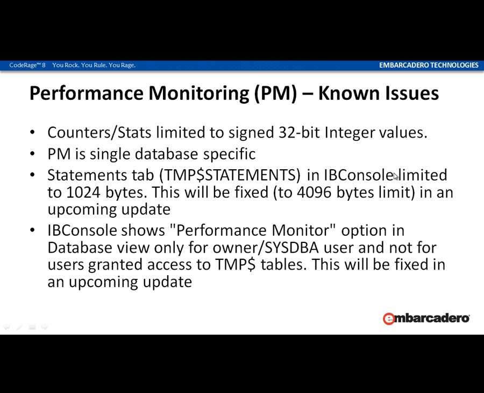There are some miscellaneous known issues within IB Console. The counters that you see are 32-bit values. It does not impact how the database engine internally performs, but these are being shown in the performance monitor data as 32-bit integer values. We'll go ahead and fix that. Performance monitoring can only be executed on a single database at a time. So if you want PM data from multiple data sources, you want to be executing individual connections and transactions on those. The statements tab currently only shows 1024 bytes for the query itself. We will go ahead and fix this bug in an upcoming update.